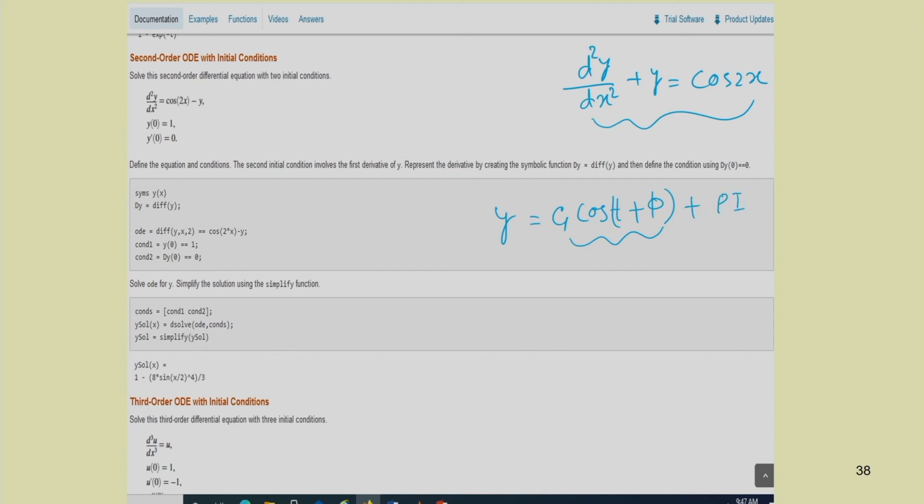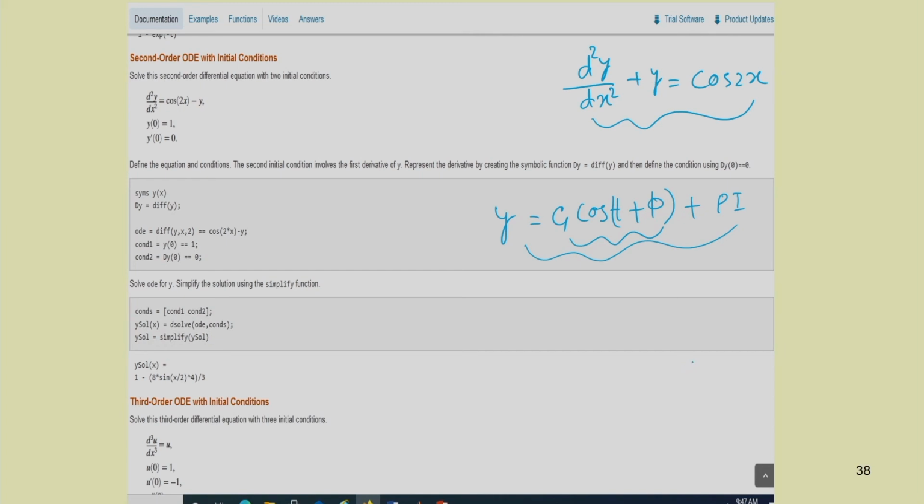So it will have two parts, and you can know the solution of this equation. The particular integral can be found by putting cos 2x by D square plus 1. Here you substitute D square by minus 4. So minus 4 plus 1 becomes minus 3, and the particular integral becomes minus cos 2x by 3. That way you can solve the equation.